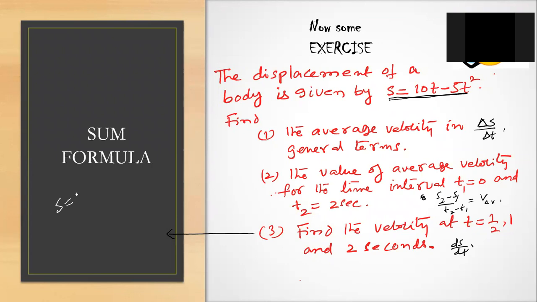S is 10t minus 5t square. 5t square, I'm sorry.